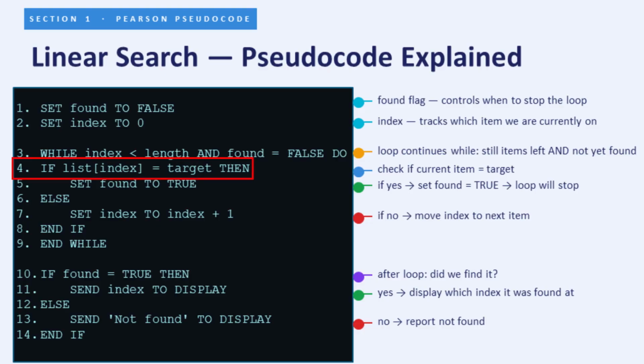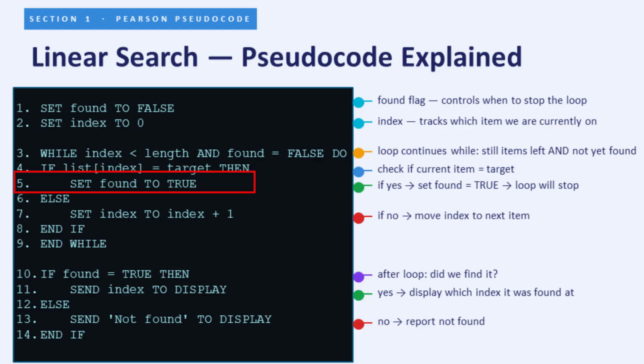Line 4, if list[index] equals target, then. Now here is the square bracket notation. List[index], written as list index, means look inside the list at the position given by index. So if index is currently 0, list[0] gives us the value at position 0, which is 12. If index is 2, list[2] gives us the value at position 2, which is 7. This is how we access one specific item from the list. We then compare that item to the target.